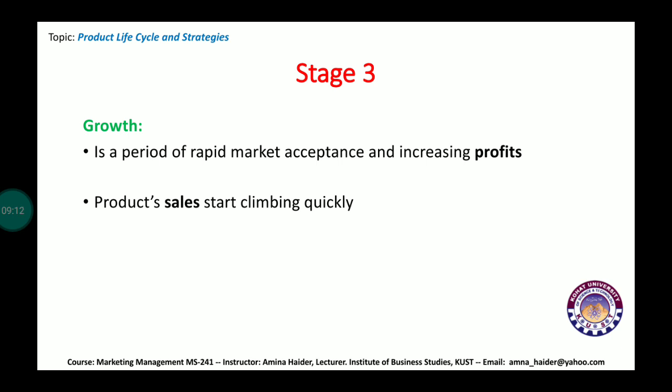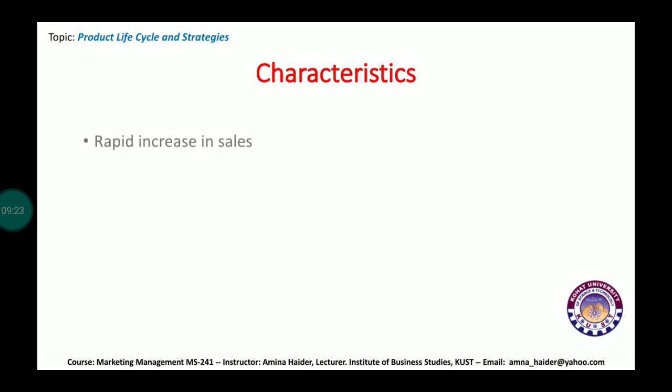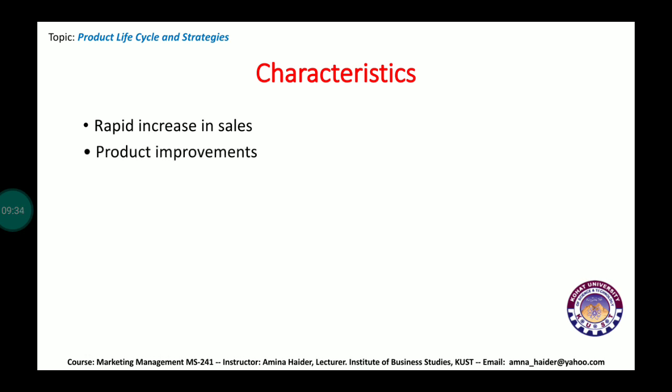Similarly, as the company grows, they will begin to open new distribution channels and add more features and supportive services. The characteristics of products in the growth stage are: there is a rapid increase in sales compared to the introductory stage. A product becomes improved because you start adding more features and more supporting services.